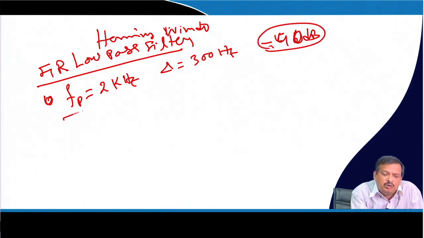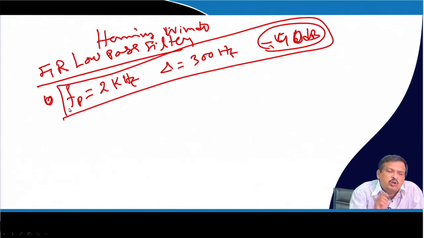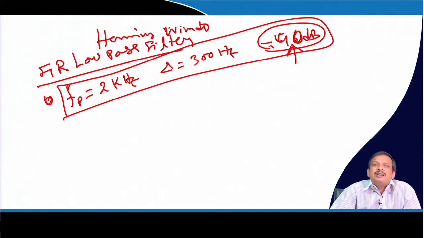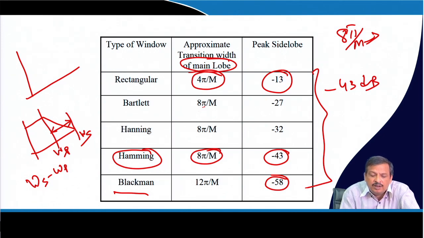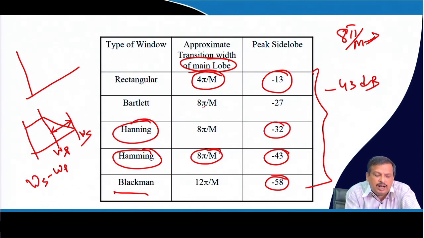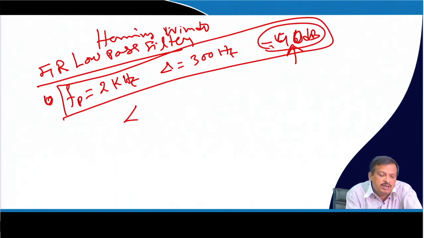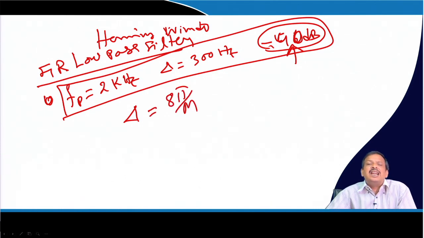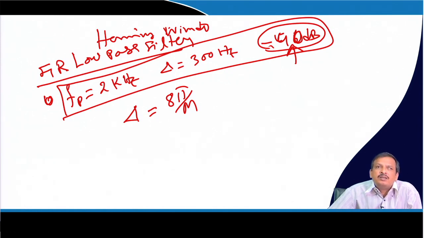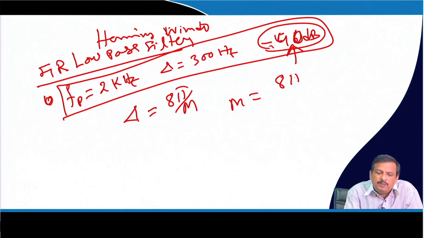Now, if this is my requirement, what window should I choose first? Because I require minus 40 dB attenuation in peak side lobe. If I see here, this is only 30 dB, so I cannot use the Rectangular window. I have to use the Hamming window. For the Hamming window, I know the transition bandwidth is 8 pi by m, where m is the order of the filter. So how do I determine the order? m is equal to 8 pi by delta.